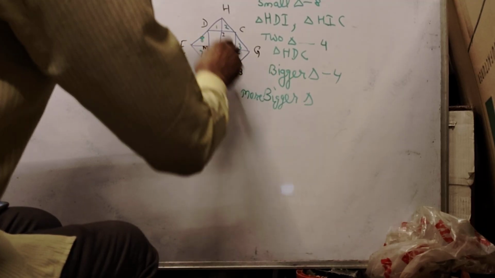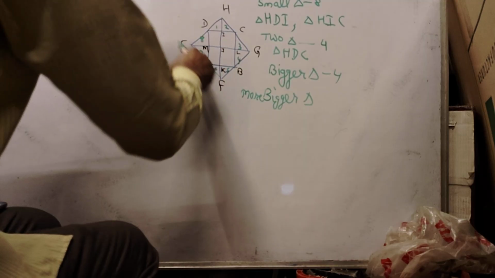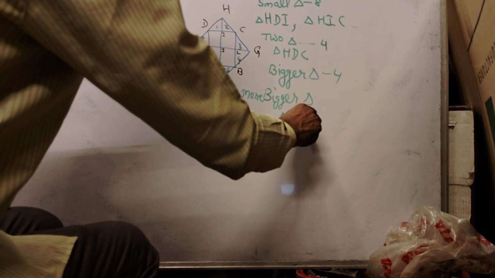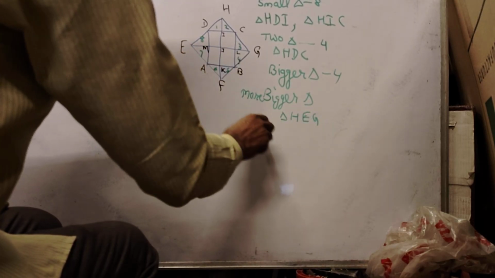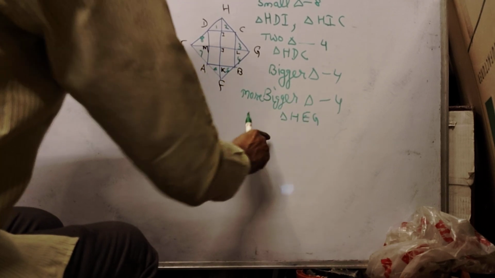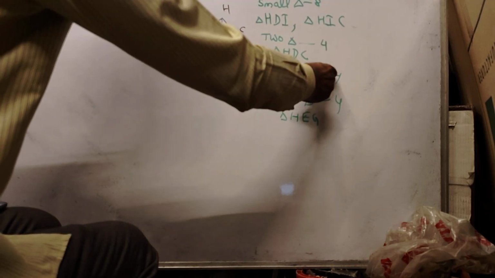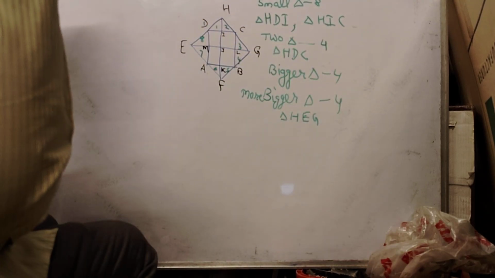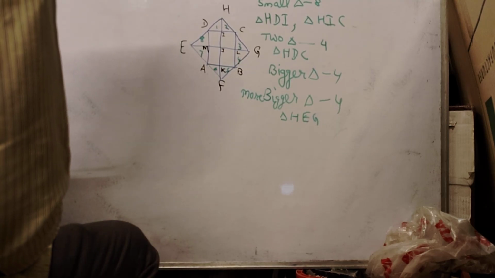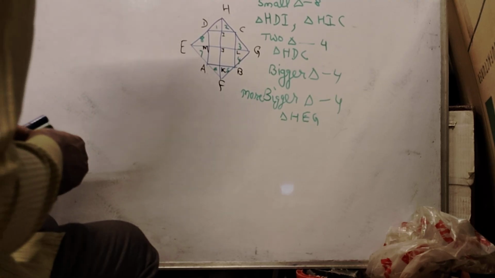More bigger triangle. That one is 1, 2, 3, and 4. So HEG. This one is first H triangle HEG. So in this way 4 triangles are there. Bigger. So I think 8 plus 4 plus 4 plus 4 that gives us 20. Is there any triangle left? So 20 is the final answer, I think.